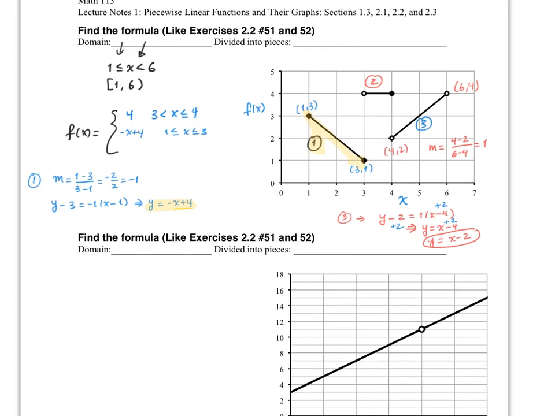So therefore, the last piece will be this. This will be x minus 2 when x is between 4 and 6, not including the 4 and not including the 6. That's why we don't have the equal sign here. And that's it for this part.